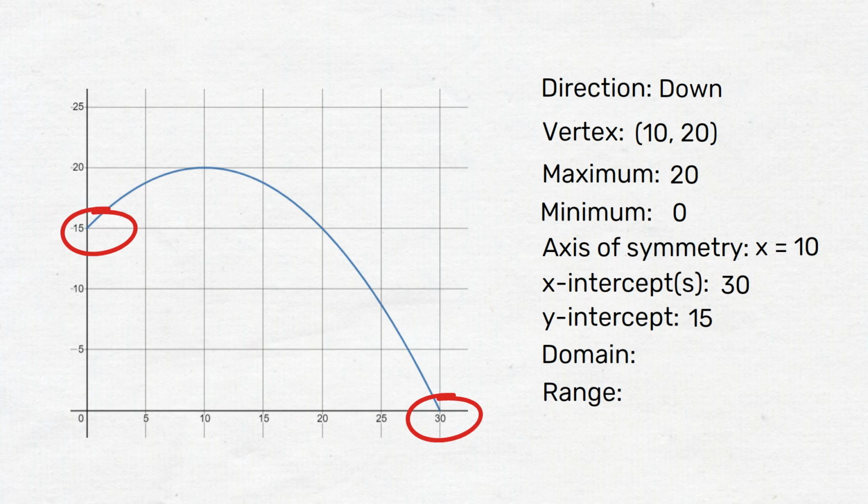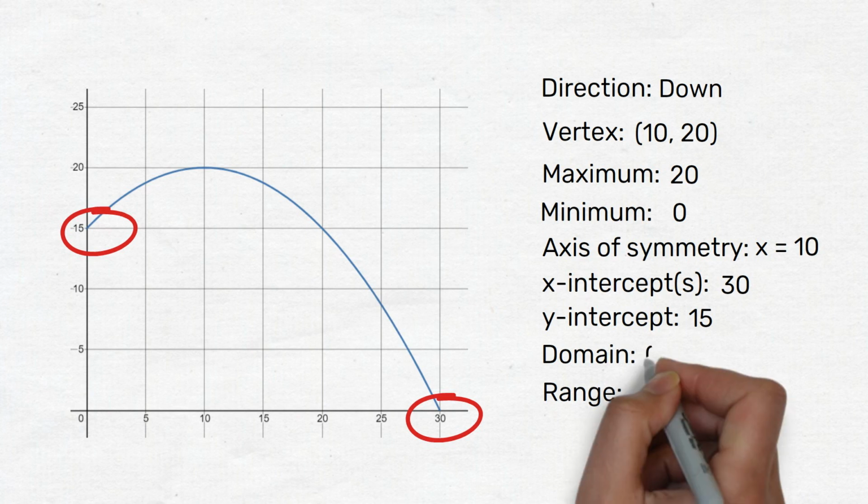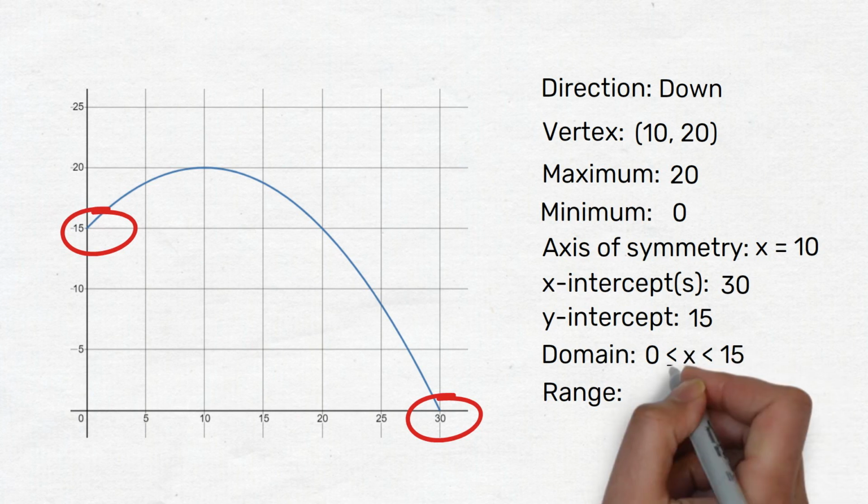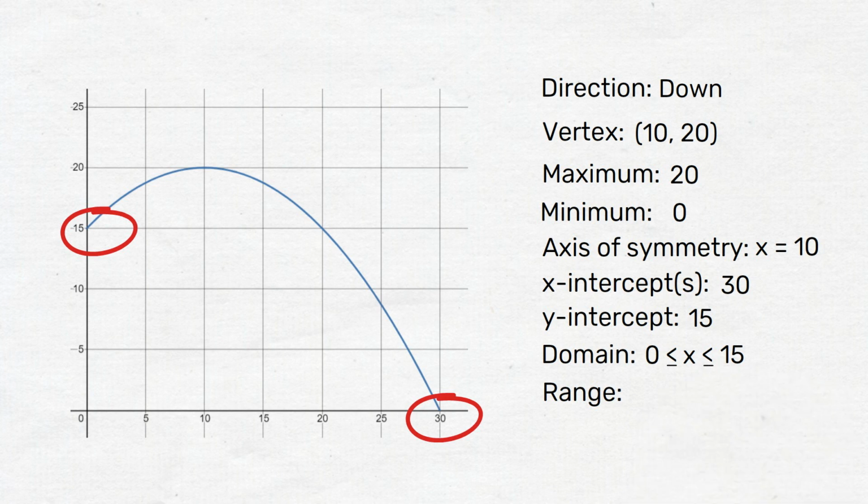Our domain and our range are a little different here, again because the graph stops at the axes. So for our domain, our lowest x value is 0. That's the farthest left we get. And our highest x value is 15. That's the biggest we get. So x is always going to be between those two numbers. So what we'd say is that x has to be between 0 and 15, or 0 is less than or equal to x, which is less than or equal to 15.